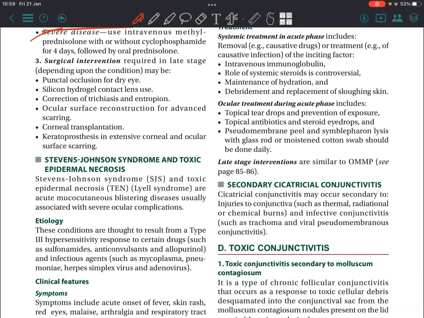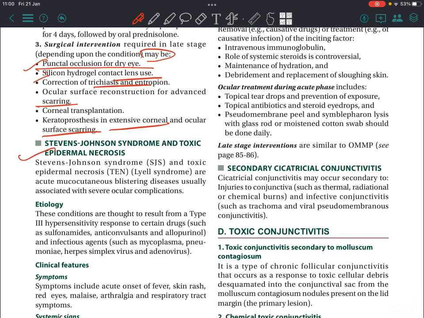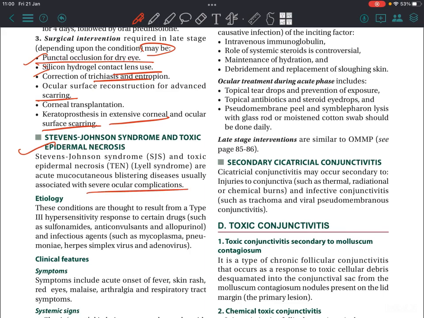Surgical intervention required in late stage may be punctal occlusion for dry eye, silicone hydrogel contact lens use, correction of trichiasis and entropion, ocular surface reconstruction for advanced scarring, corneal transplantation, keratoprosthesis in extremely extensive corneal and ocular surface scarring. SJS, Stevens-Johnson syndrome, and toxic epidermal necrolysis, or acute mucous membrane blistering disease, usually come with severe ocular complications.